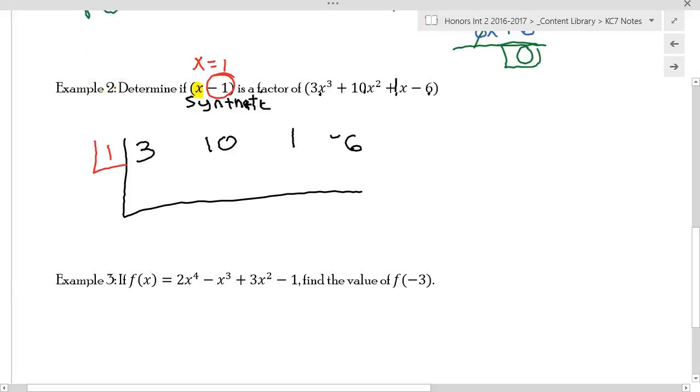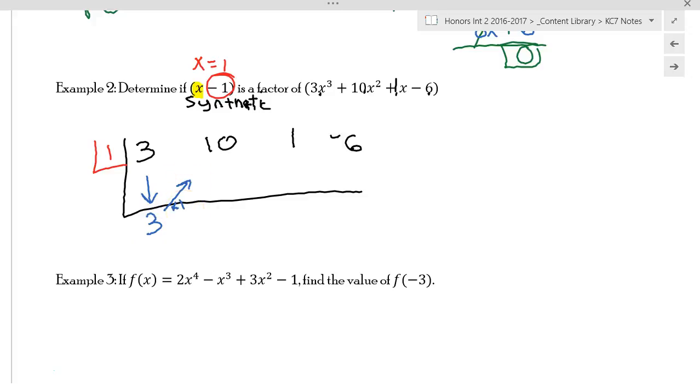And now I just bring down that 3. Multiply by 1 is 3. And I get 13. 1 times 13, you get 13. Add, sorry, you get 14. Times 1 is 14. Negative 6 plus 14 is 8.